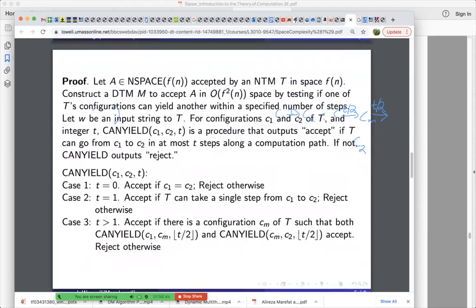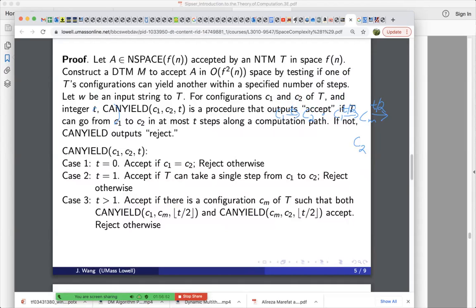Okay, now let's see the formal proof here. So we'll write that one up. Let A be a language in NSPACE of f of n, meaning that it is accepted by a non-deterministic Turing machine T in space big O of f of n. So we still need a big O of f of n there.